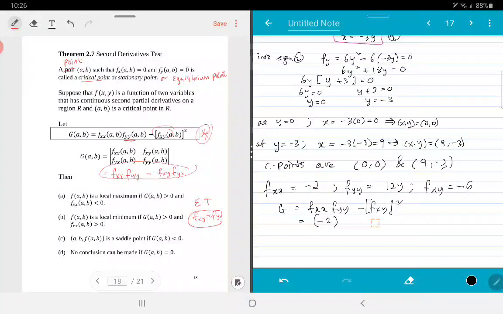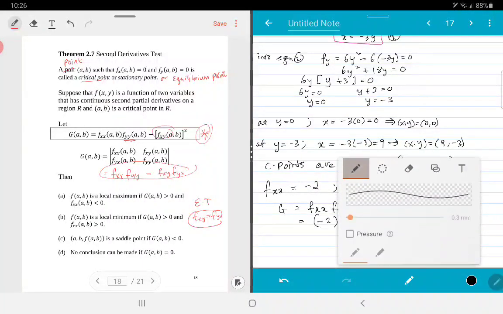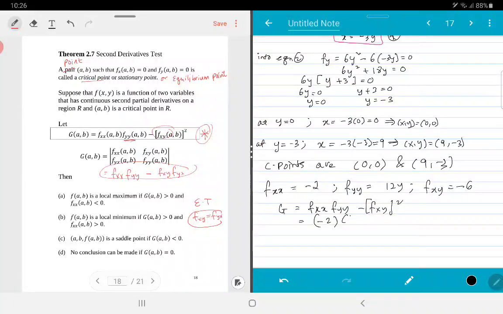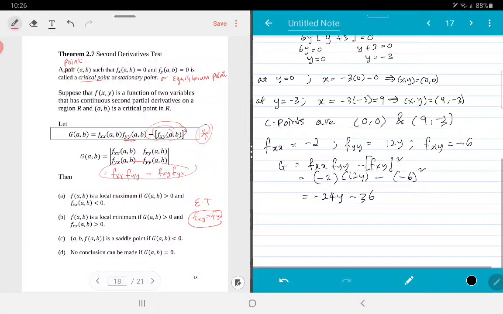So that should be 12y. And minus fxy squared, that will be negative 6 squared. So here we have negative 24y minus 36. So this is our g at x, y.